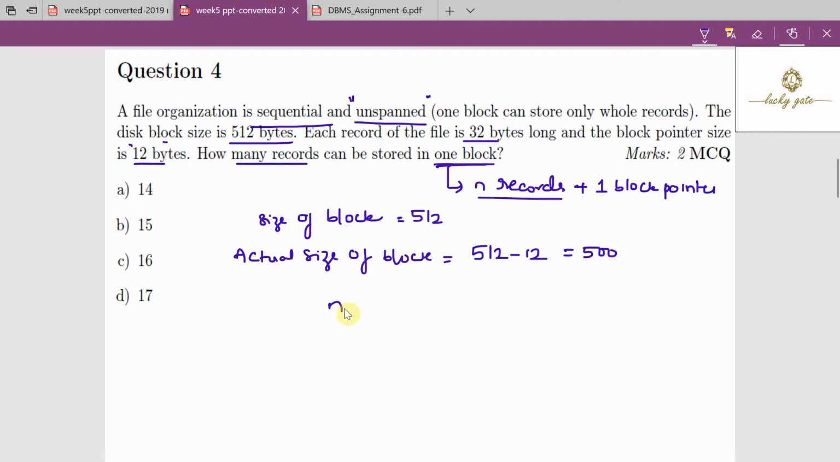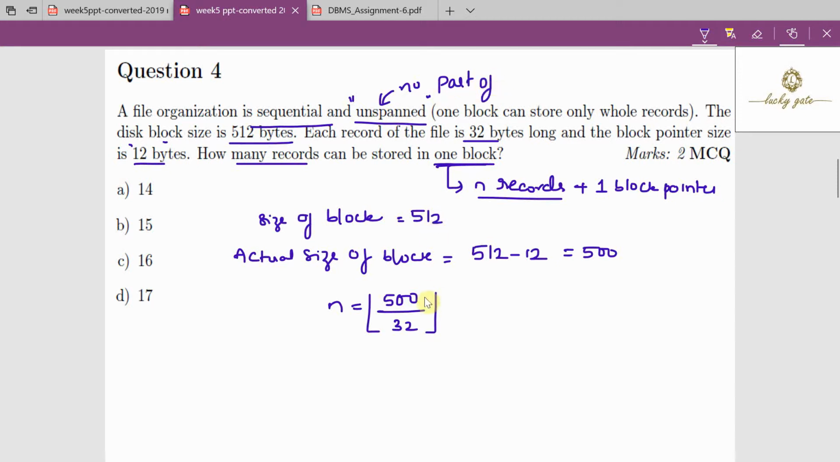To find how many records we can store in a block, we divide 500 by the size of each record, 32. So how many records can we store in one block? 500 by 32, lower bound. We take the lower bound. Why? Because it is the unspanned strategy. The unspanned strategy will not store part of a record. We call it no part of a record.